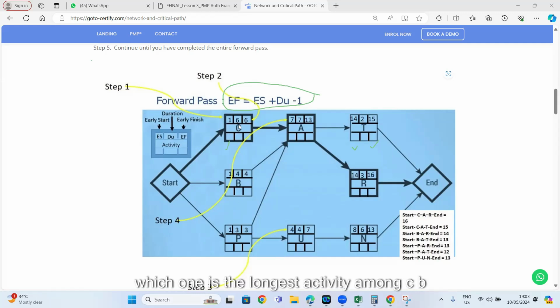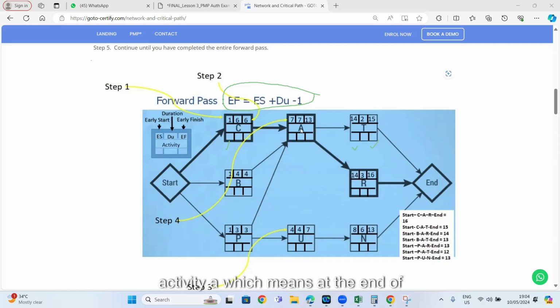Now, which one is the longest activity among C, B, and P? P is finishing in 3 days, B is finishing in 4 days, and C is finishing in 6 days. Although P finishes at the end of day 3, can I start A? No, because A is also dependent on B. Okay, let's wait for one more day and B is done. Can I still start activity A? No, I have to wait till activity C is done because activity C will take 6 days. So I will wait for 6 days to ensure C, B, and P are all done.